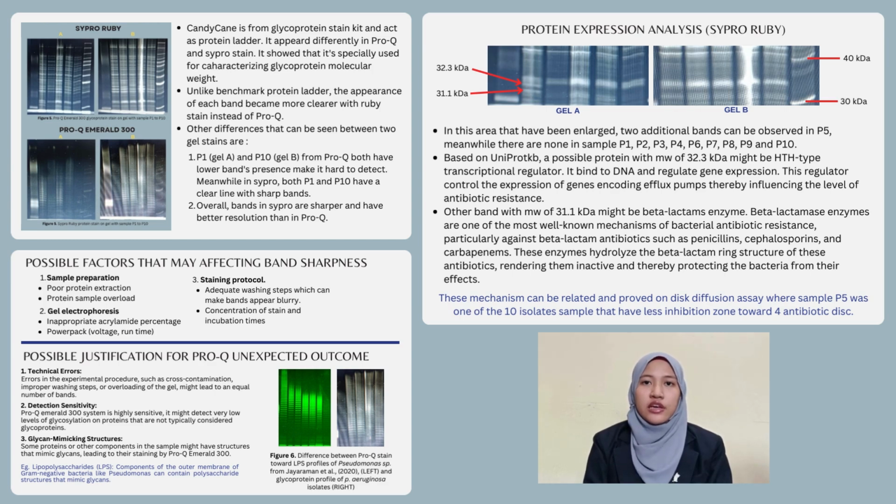On the right side, in the area that has been enlarged, we can observe that there are two additional bands on P5. They have molecular weights of 32.3 kilodalton and 31.1 kDa. Based on the UniProt website, possible proteins are HTH-type transcriptional regulator and beta-lactamase enzyme. Both proteins are related to efflux pump and beta-lactam antibiotic resistance. This would be supported in the disc diffusion assay where sample 5 has a smaller inhibition zone towards the antibiotic discs.